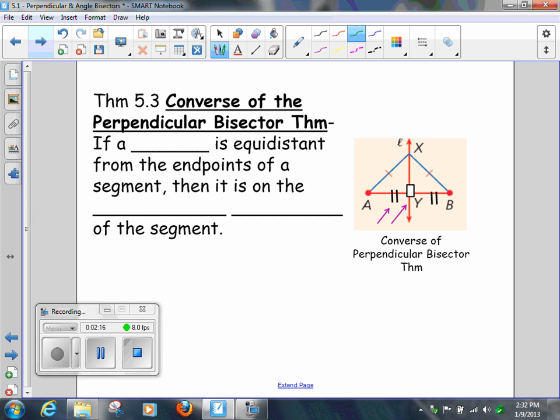How are we going to use it? The converse says that if a point is equidistant from the endpoints of the segment, then it's on the perpendicular bisector.